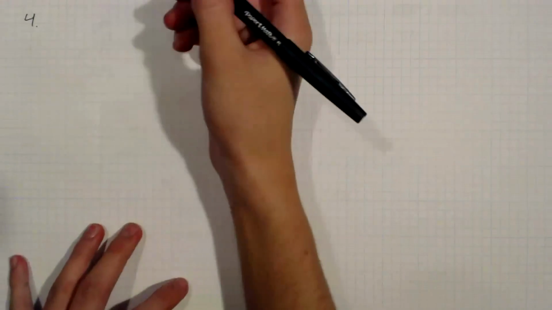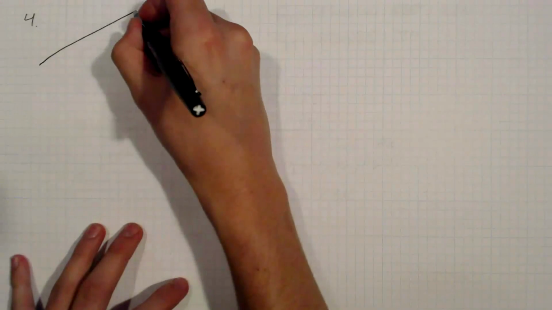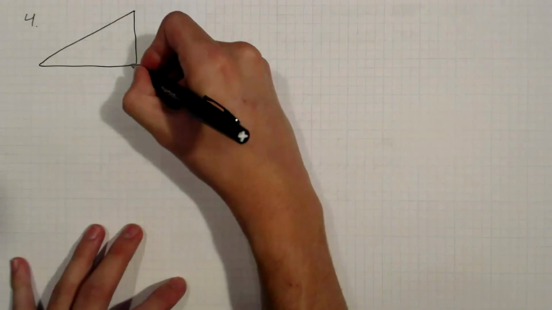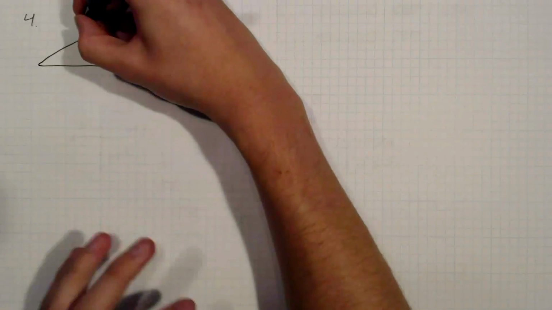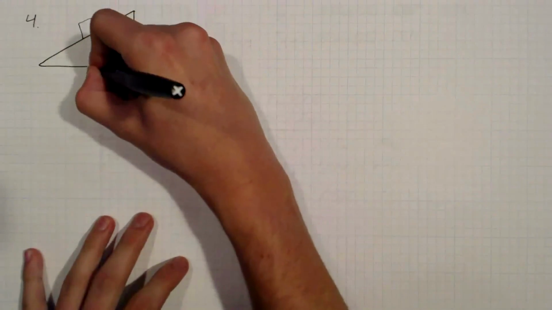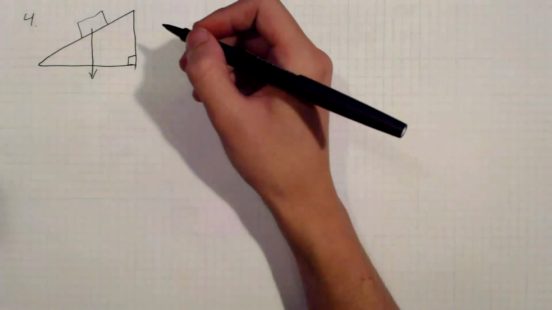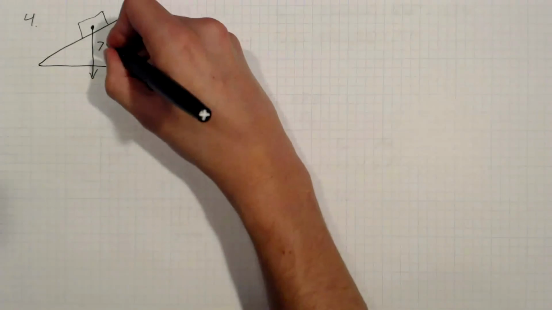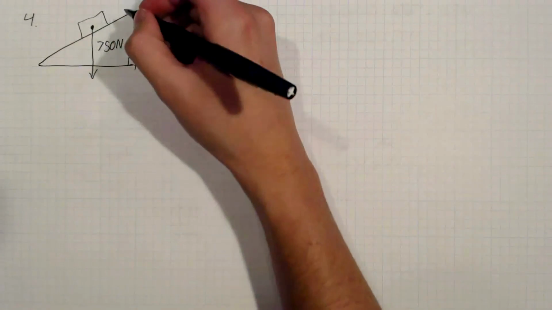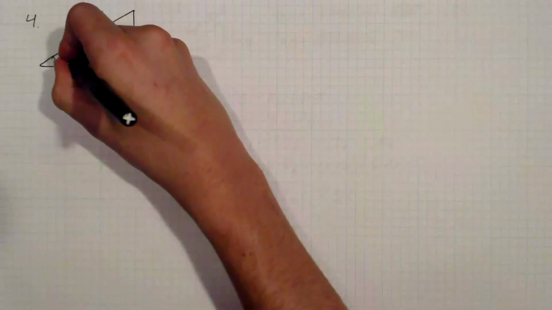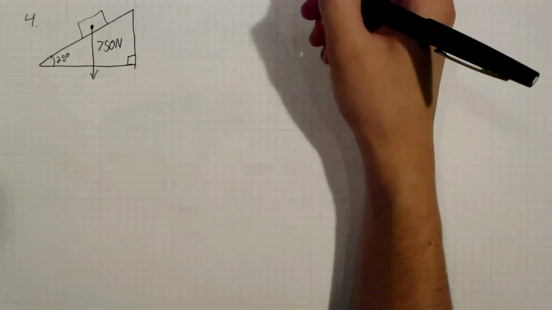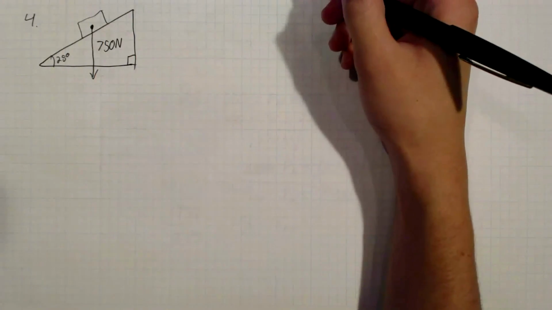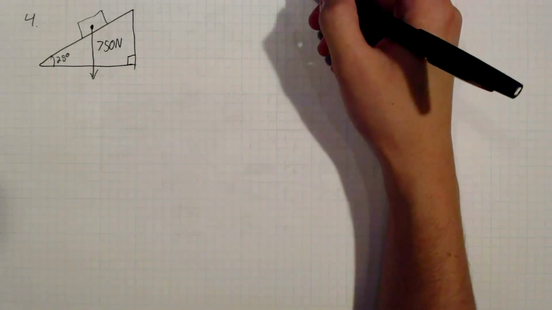And at first glance, this seems like a very daunting problem, and admittedly it somewhat is. But start off by just drawing a picture, draw your box, draw your force of gravity. Since the mass is 75 kilograms, we know that the force of gravity is going to be 750 newtons. Oh, and this is 25 degrees.